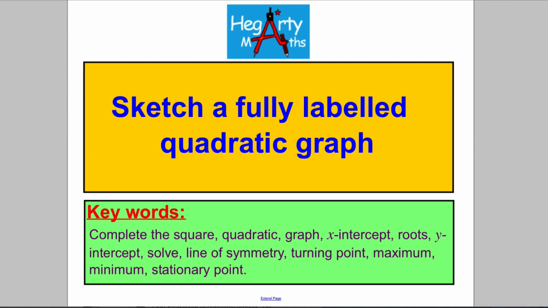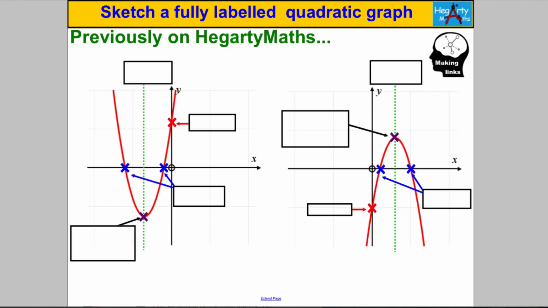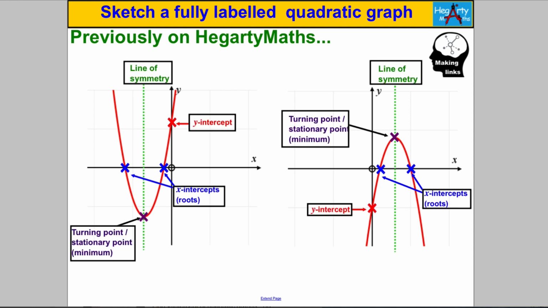It's Mr. Hegarty here, and in this video we are sketching a fully labelled quadratic graph. Let's start with something we already know. Previously we have learnt to find the following key points on a quadratic graph. Pause the video and double check you remember the names of the key points or the key features of the quadratic. Well, hopefully you will remember their names as follows.